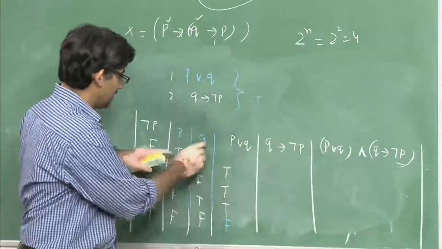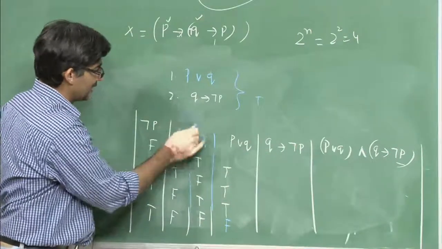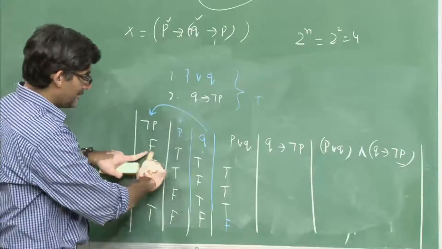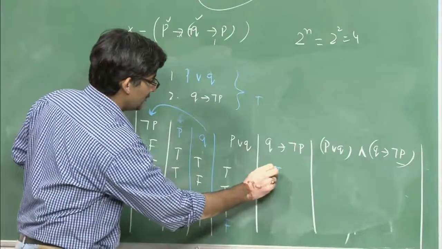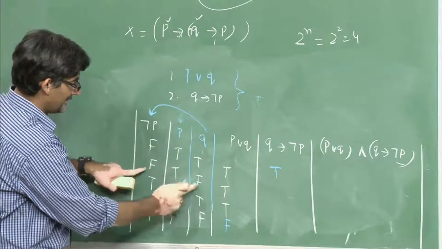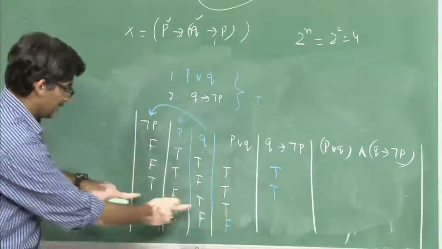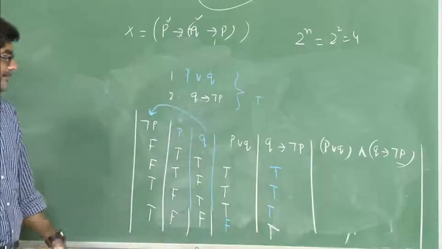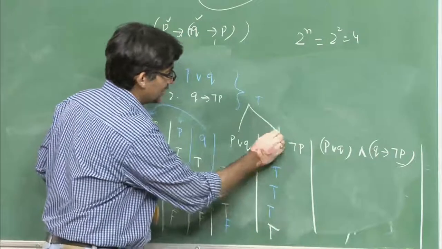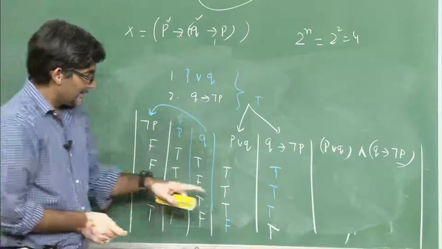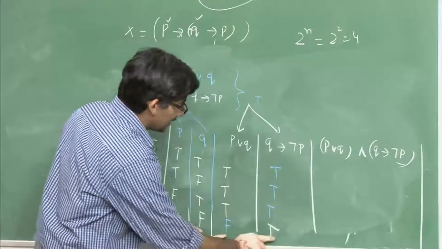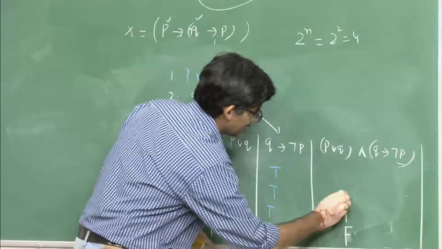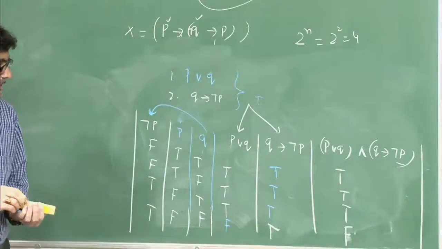So now Q implies not P. The direction is important. This is going to be false when the antecedent is true and the consequent is false, and in the other cases it becomes T. Now what we need to consider is these two columns. Only under this particular row it is false, in all other cases it becomes T. That is the compound formula.